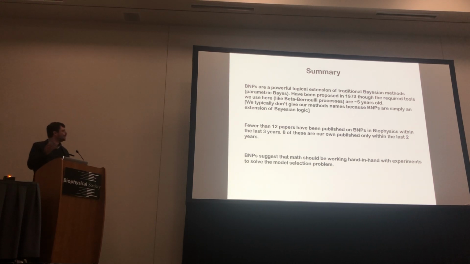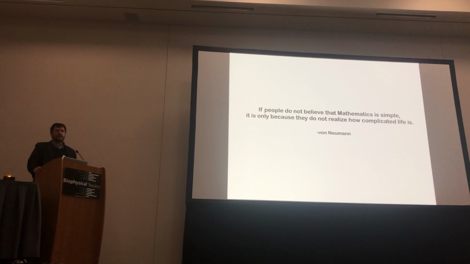Thank you. Fewer than 12 papers have been published on BNPs in biophysics within the last 3 years. 8 of those, roughly, are our own, only within the last 2 years. And I would say that BNPs suggest that math should be working hand in hand with experiments to solve the model selection problem. So far, experiments have been doing all the heavy lifting, and theorists have just been throwing their hands up in the air. Well, not completely, but in large part. So now the question is, can we work together to tackle this model selection problem?